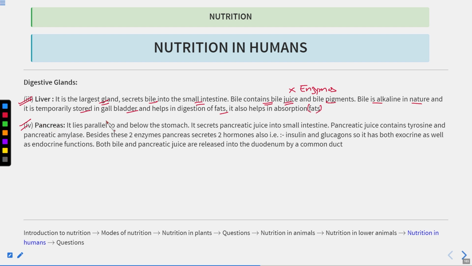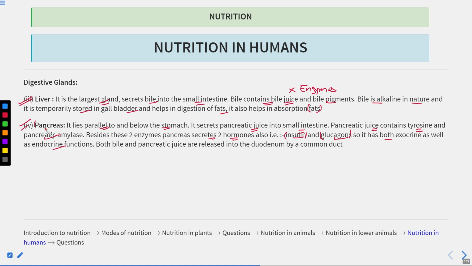Now let's talk about the pancreas. It lies parallel to and below the stomach. It secretes the pancreatic juice into the small intestine. Now the pancreatic juice contains trypsin and pancreatic amylase. Now besides these two enzymes, the pancreas also secretes 2 hormones, insulin and glucagon. So insulin and glucagon are hormones that help in the regulation of digestion. So it has both exocrine as well as endocrine functions.